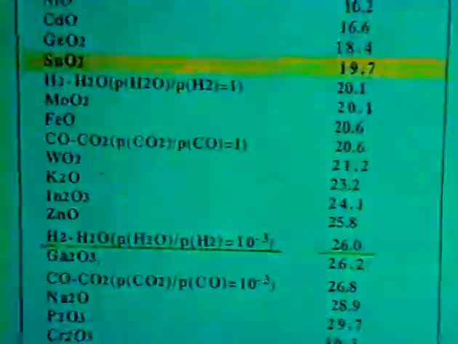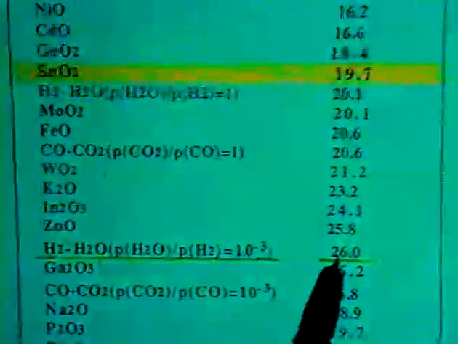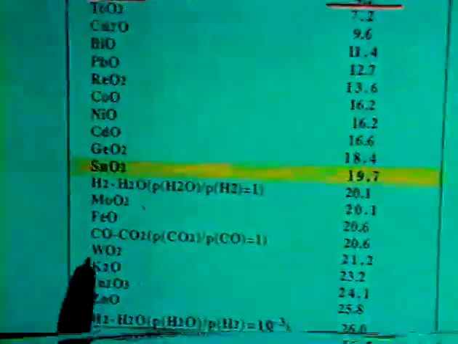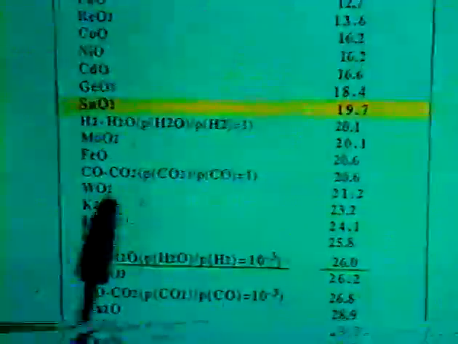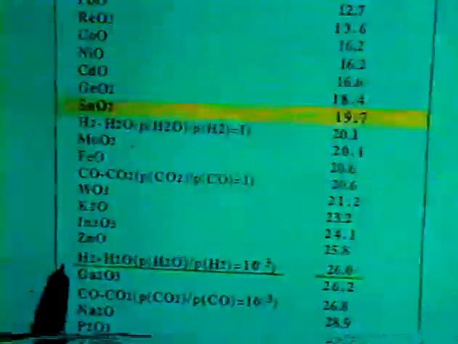And the hydrogen level here: hydrogen catches the oxygen of the reactant molecule, therefore the hydrogen is converted to water. So at the initial stage of reduction by hydrogen, for example, with the ratio of water to hydrogen at 10 to the minus 3, the very initial stage of reduction, the level of the oxygen affinity is 26. But as reduction proceeds, the ratio of water to hydrogen increases. For example, at a 1-to-1 ratio, the value decreased from 26 to about 20 here.